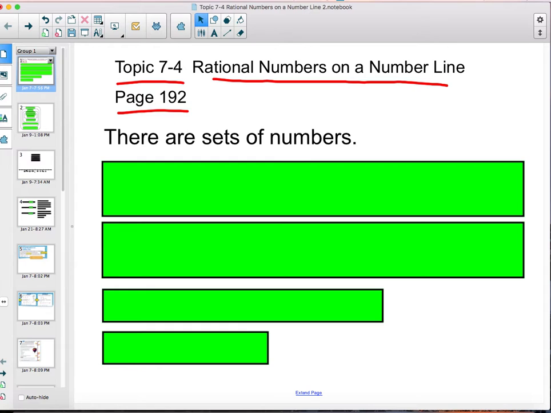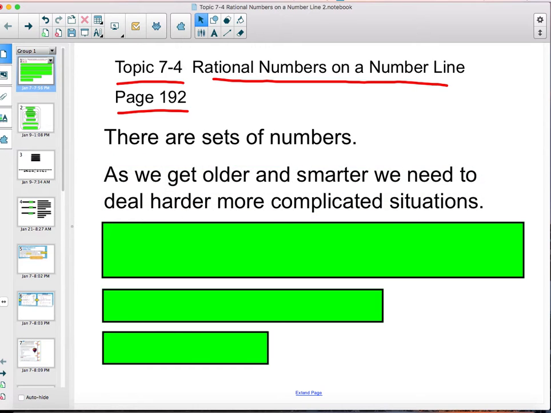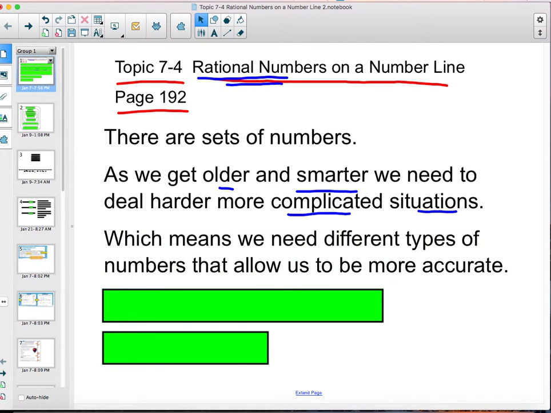Now here's a couple things to remember. There are sets of numbers. You guys have used different sets of numbers as you've gone through math. Okay, and as we get older and smarter, we need to deal with harder and more complicated situations. So therefore, we have different numbers for these situations. And you're going to learn about the rational numbers. Now, this means we need different types of numbers that allow us to be more accurate. So as we get into more complicated situations, we need numbers that allow us to deal with those situations.